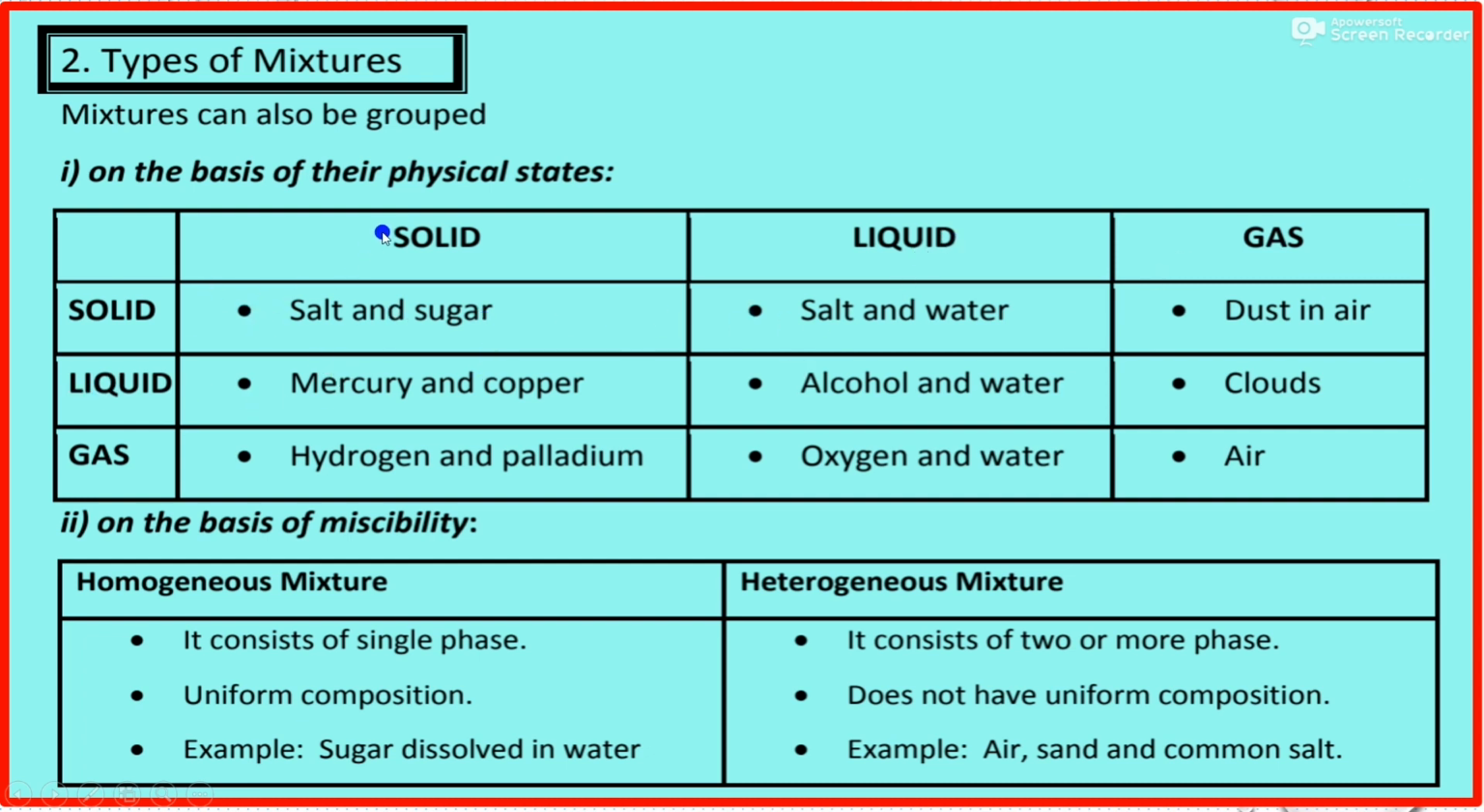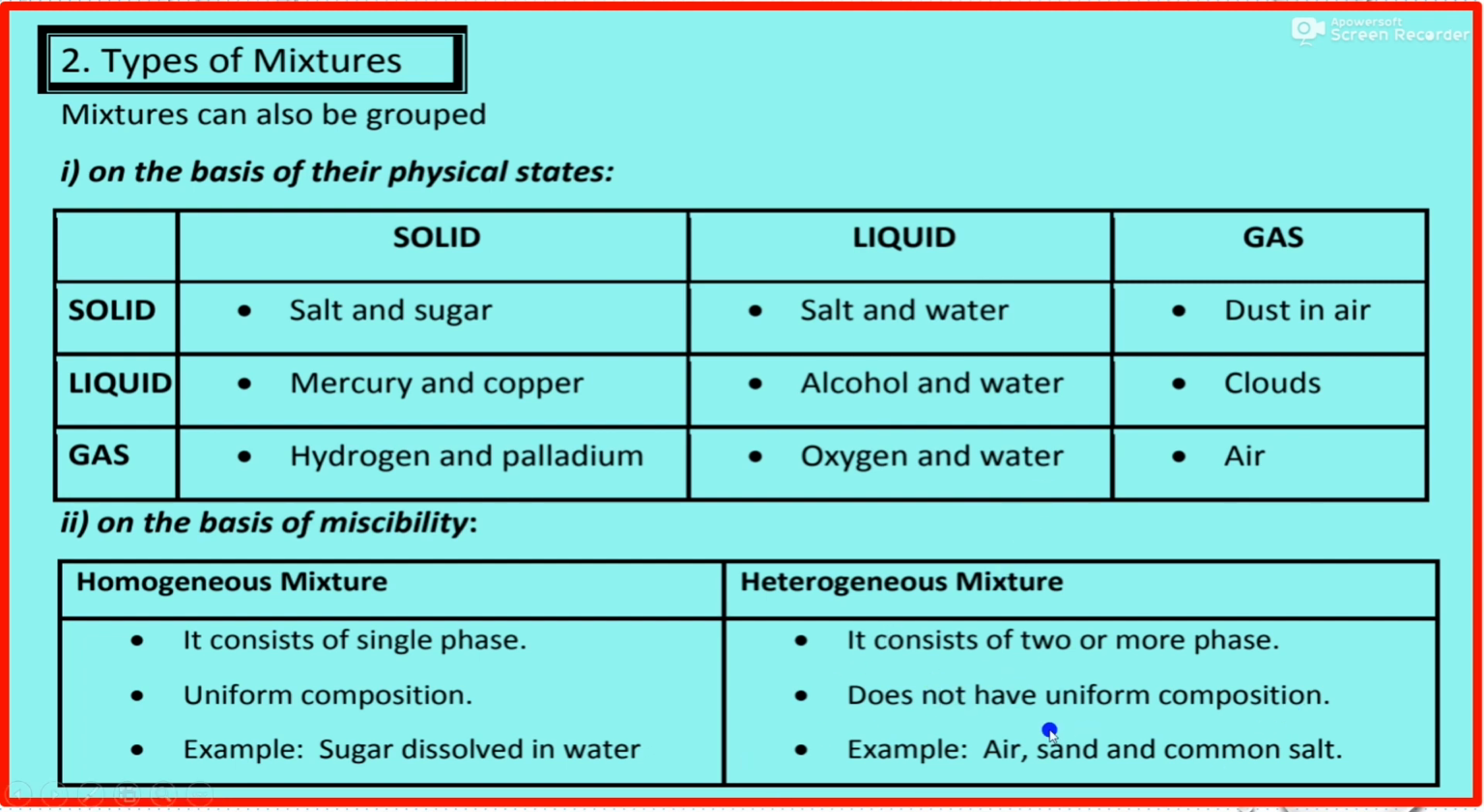Then next liquid-solid. Mercury is liquid, copper is solid. Liquid-liquid: alcohol and water, alcohol is liquid as well as water is also liquid. Then liquid-gas, cloud is an example of a mixture of liquid and gas. Then gas-solid, hydrogen and palladium. Hydrogen is gas, palladium is solid. Next, gas-liquid. Oxygen is gas and water is liquid. Then air is the mixture of gas and gas. You know there are different gases in air, hydrogen, oxygen, nitrogen, all different gases are there.